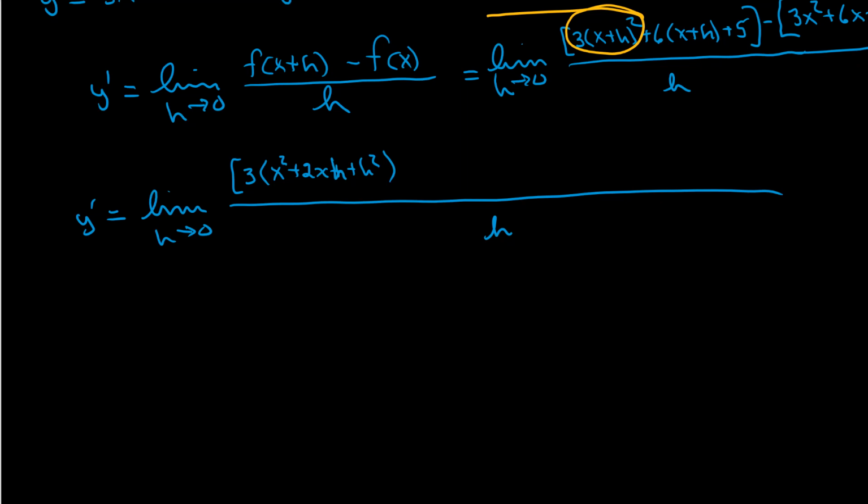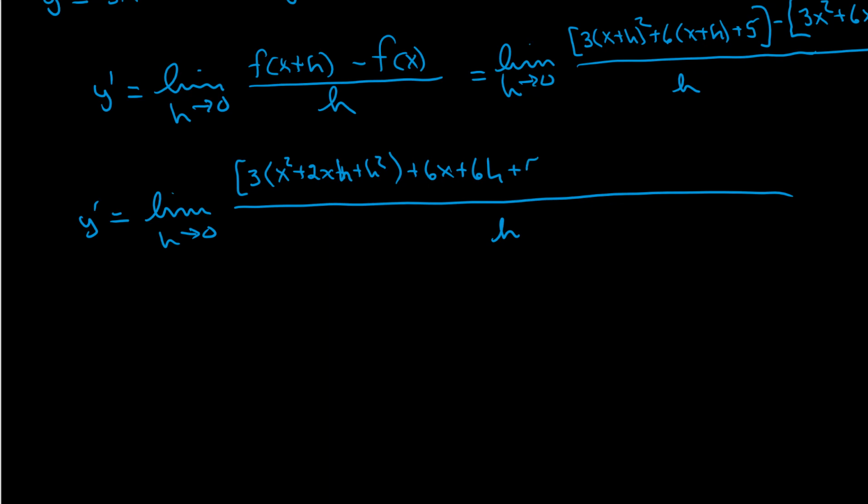Plus, now what I'm going to focus on is the second term. This says we have to distribute 6. So it's going to be plus 6x plus 6h. There's the second term. The third term is just plus 5. So we have all of that from the first part. Now, I'm going to distribute the negative sign. I'm going to have a minus 3x squared, going to have a minus 6x, and a minus 5, distributing the negative over all 3 terms of my polynomial.